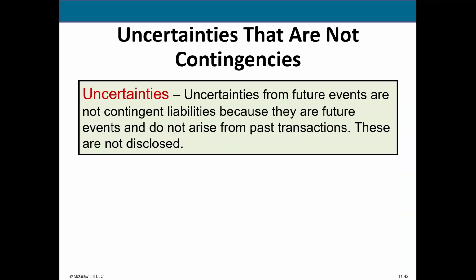It's also important that we understand uncertainties. Every company obviously faces some type of uncertainty of a future event happening, like a natural disaster or artificial intelligence causing some chaos. These uncertainties are not considered to be contingent liabilities because they're unknown and they're not a result of a past transaction. They're a result of something that might happen in the future. So we don't even disclose this type of thing. So just want to let you know that.